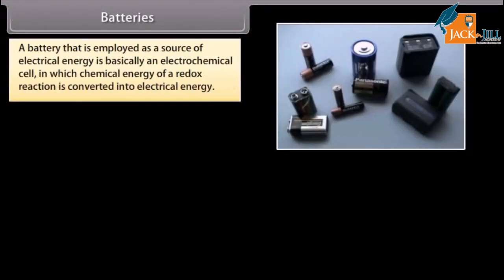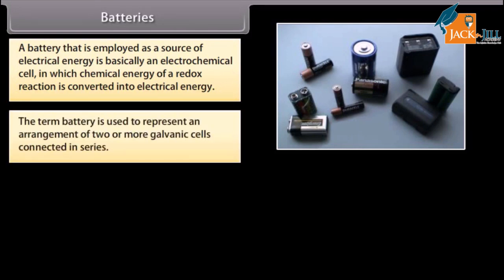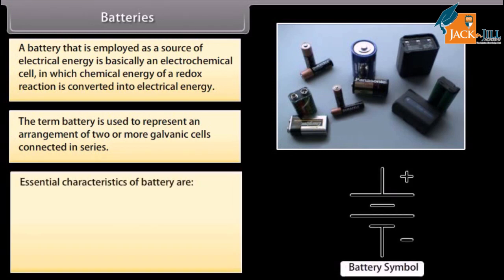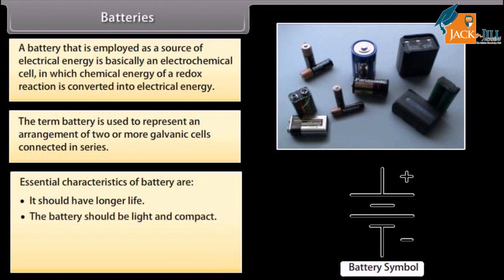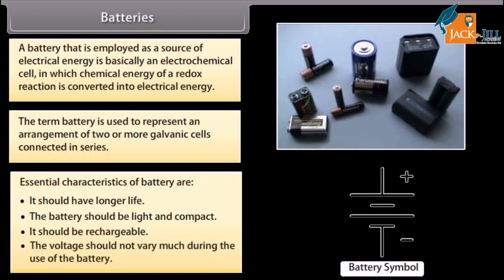Batteries. A battery that is employed as a source of electrical energy is basically an electrochemical cell in which chemical energy of a redox reaction is converted into electrical energy. The term battery is used to represent an arrangement of 2 or more galvanic cells connected in series. Essential characteristics of a battery are: it should have a longer life, it should be light and compact, it should be rechargeable, and the voltage should not vary much during use.